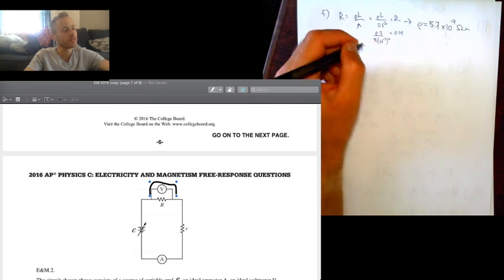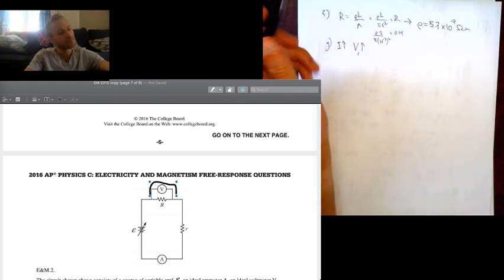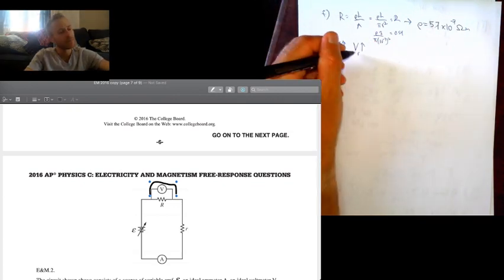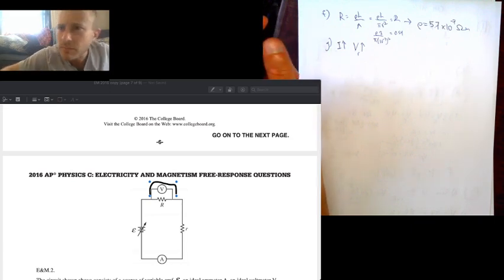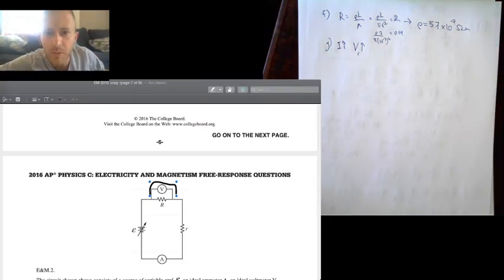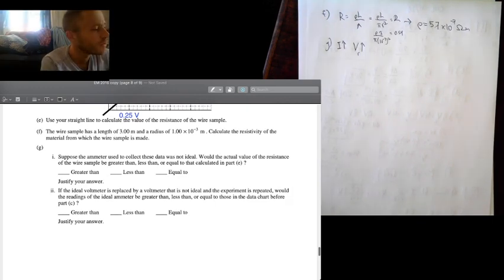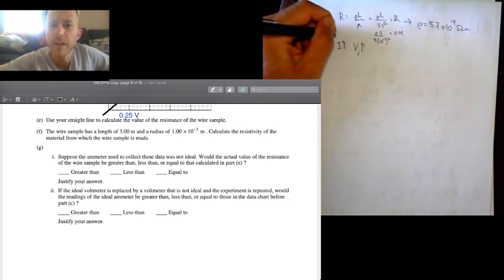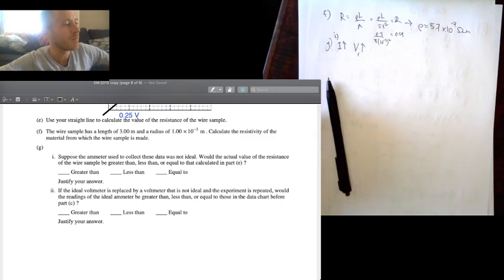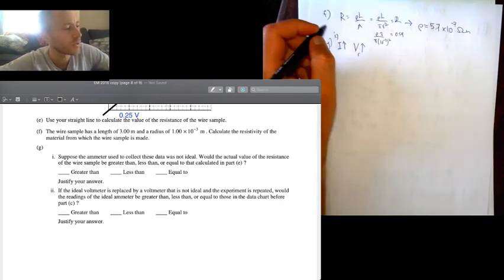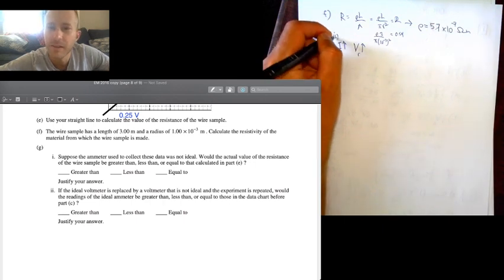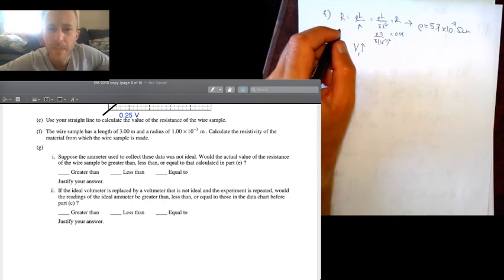And since, let me think about this for a second. Now I'm forgetting what the question is. Suppose the, oh, it said the ammeter is not ideal. My bad. Oh, this is just part 2. Okay. So let me do part 2 first.